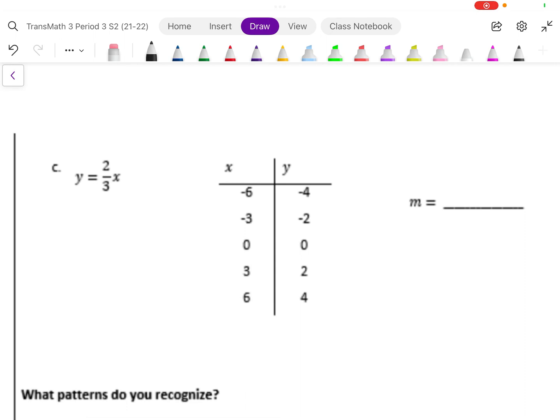So same thing here now. Change in y, negative 4 to negative 2, you're adding 2. To get from negative 6 to negative 3, you are adding 3. Change in y over change in x, so my slope is 2/3. And again, if you notice, the coefficient with x is the same as your slope.